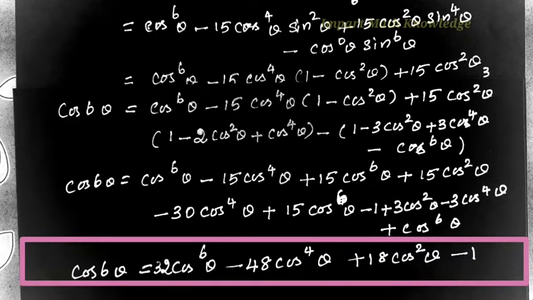So first you write the formula. In the formula put n is equal to 6. Then you write the Pascal's triangle. Apply the values in cos 6 theta and then replace sin square theta as 1 minus cos square theta. Then apply the formulas a minus b square and a minus b whole cube. Simplifying this, we get cos 6 theta is equal to 32 cos power 6 theta minus 48 cos power 4 theta plus 18 cos square theta minus 1. Whatever the value of n, this is how you have to find the value.